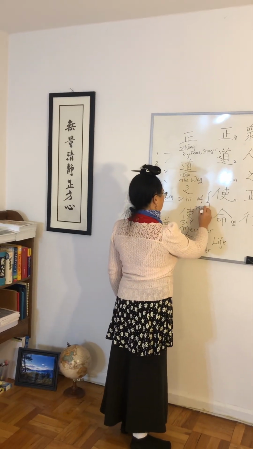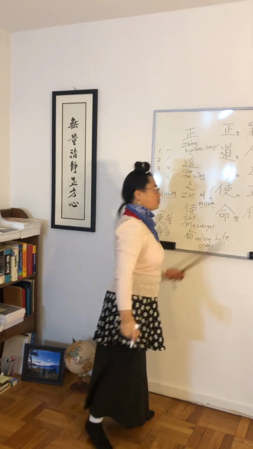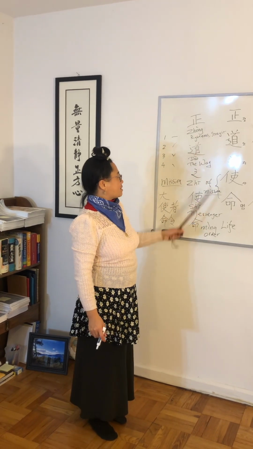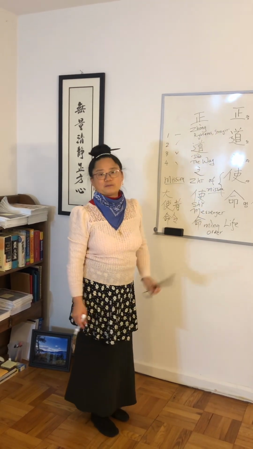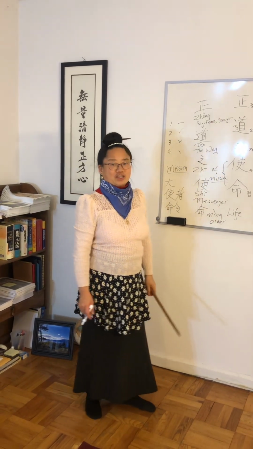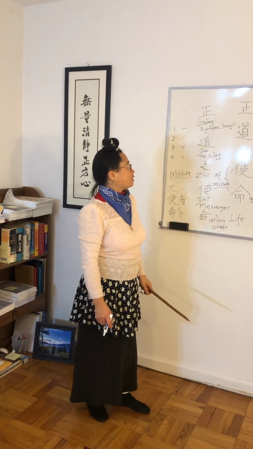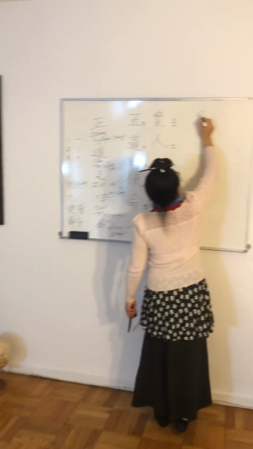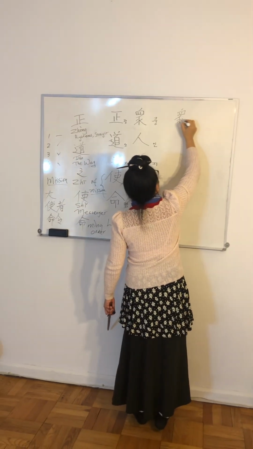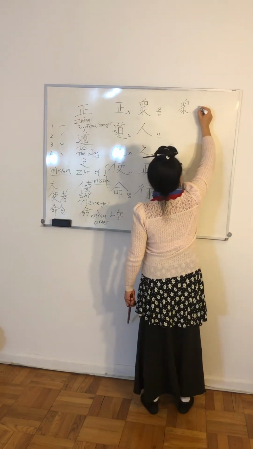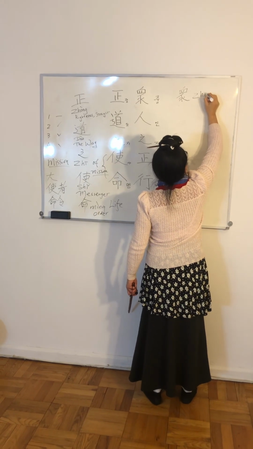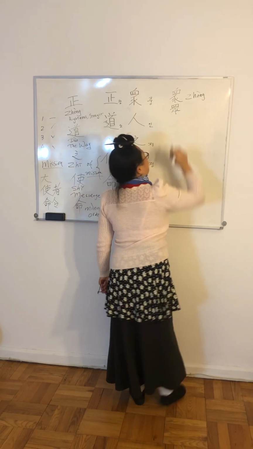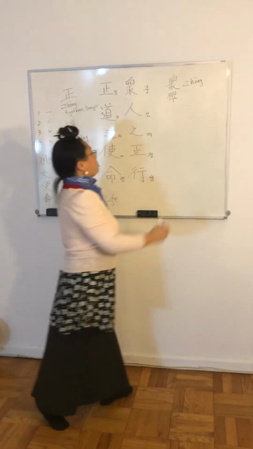Sacred mission. So 正道之使命 basically means the mission of the righteous Tao. Now here, that's 重. It has another way to write it. Sometimes people see it like that. Same thing, both are correct.